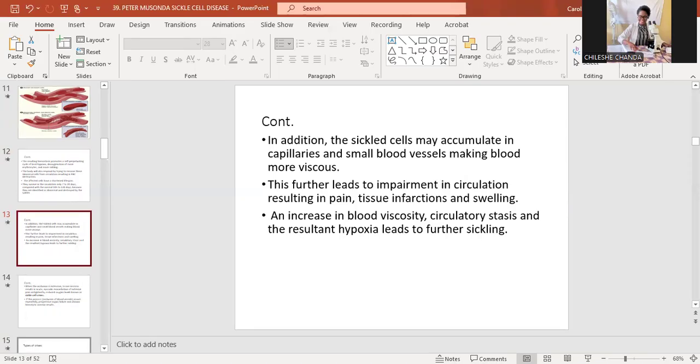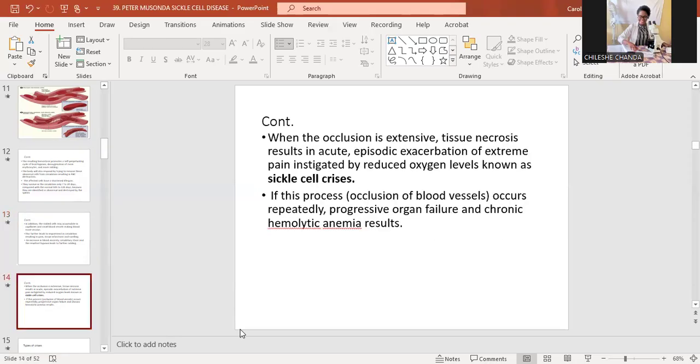This will lead to impairment in circulation, and therefore the patient is going to be in severe pain. There's going to be infarction in that particular area, and there's going to be swelling. Now remember, this is happening in the whole body. An increase in blood viscosity, circulatory stasis, and the resultant hypoxia will lead to further sickling of the red blood cells.